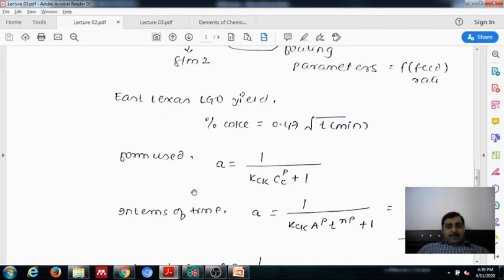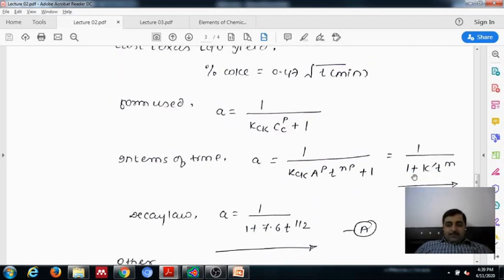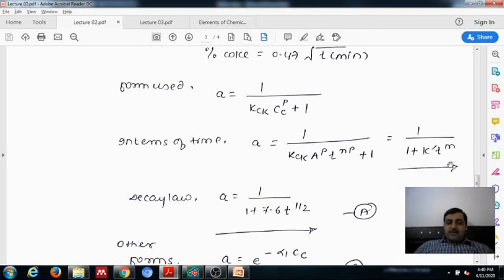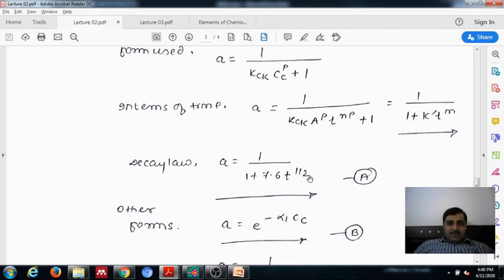So previously we had looked at deactivation by sintering, now we are looking at deactivation by coking. The activity is given as 1 upon (1 plus k dash t) raised to power m. Now these two constants are also given based on the experience with different feeds. And this decay law has been given as 1 upon (1 plus 7.6 t) raised to power half. This is one of the expressions given by the Texas oil fields.